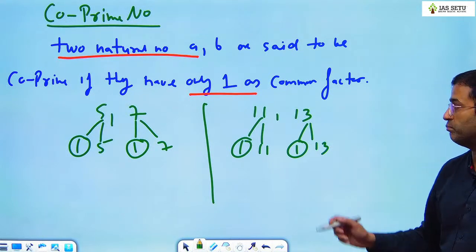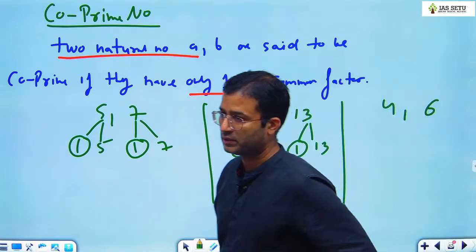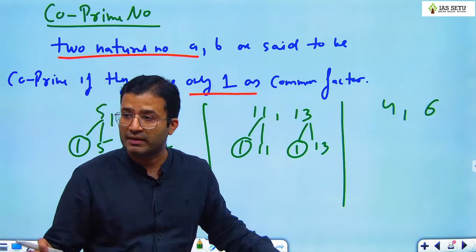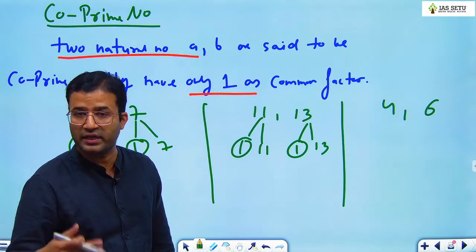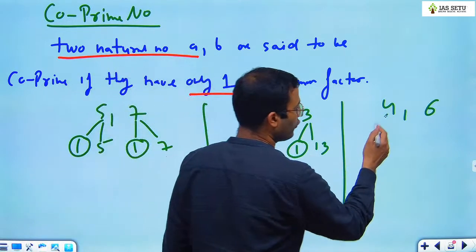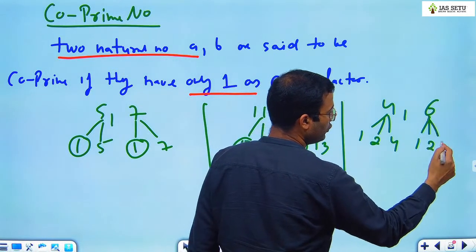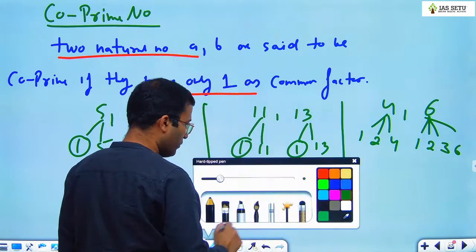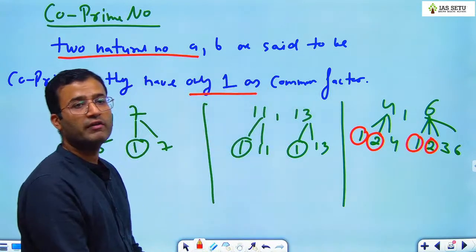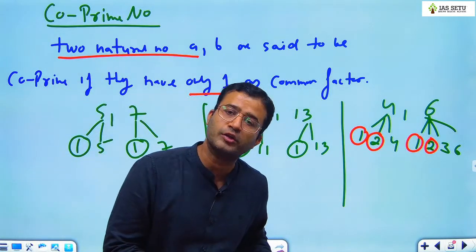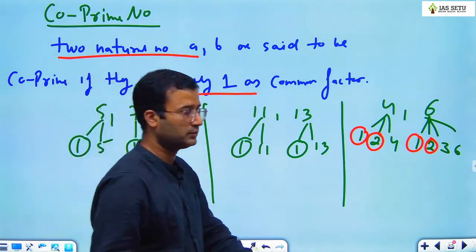I give you one negative example, 4 and 6, so that you have better clarity. A negative example makes things clearer, what is co-prime and what is not co-prime. What are the factors of 4? 1, 2, 4. What are the factors of 6? 1, 2, 3, 6. What are the common factors? 1 as well as 2. Since they don't have only 1 as a common factor, they have 2 also as a common factor, 4 and 6 are not co-prime to each other.